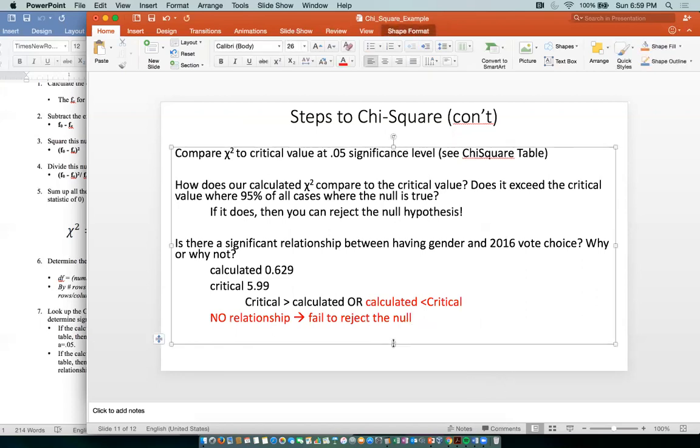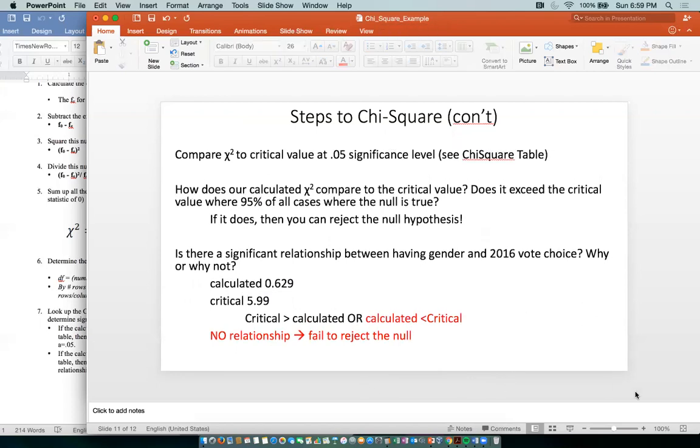Okay. So that's our chi-square. That's how we do this. We have two nominal variables. We try to figure out if they're related to one another. We calculate a chi-square test statistic. We compare it to a critical value of chi-square. We see if the calculated is exceeding the critical. If it does, we reject the null. Otherwise, we fail to reject the null.